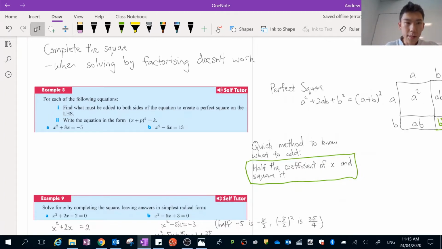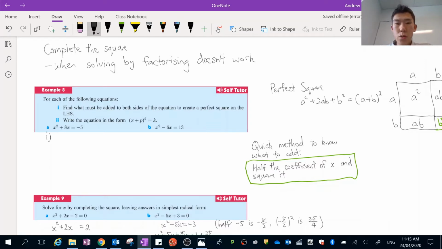Let's have a look at this example 8. For each of the following questions, find what must be added to both sides of the equation to create a perfect square on the left-hand side. Part 1, and then part 2, write the equation in the form x plus p squared equals k. Let's have a look at part A. We have x squared plus 8x equals negative 5. We want to turn the left-hand side into a perfect square. To do that, we need to add a constant.